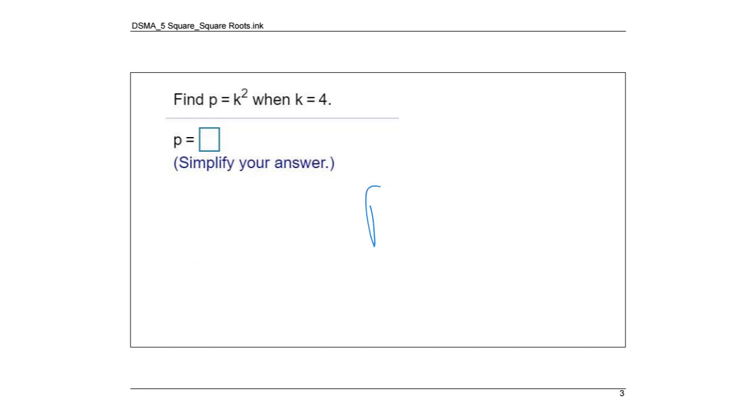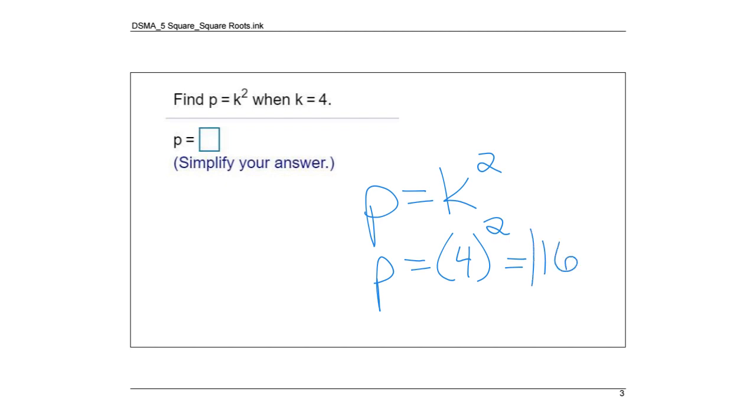All right, so this problem has p equal to k squared when k is equal to 4. All we're going to do is substitute 4 in for k. Now, I always use parentheses. I use a lot of parentheses. But if this had been a negative number, we would have to use the parentheses, so I just always use them. Then 4 times 4 would give me 16. And that's it. That's the answer.